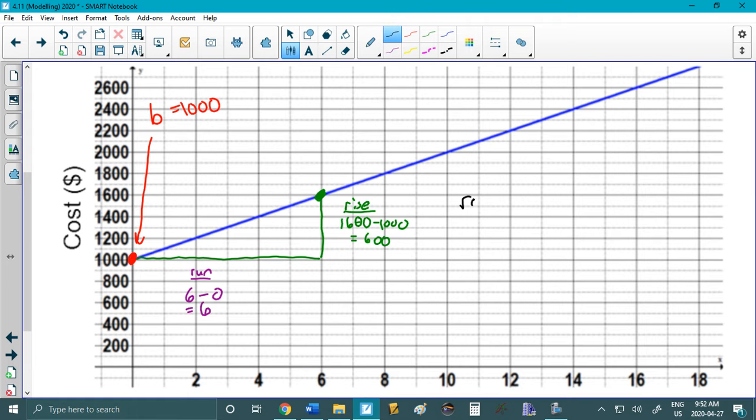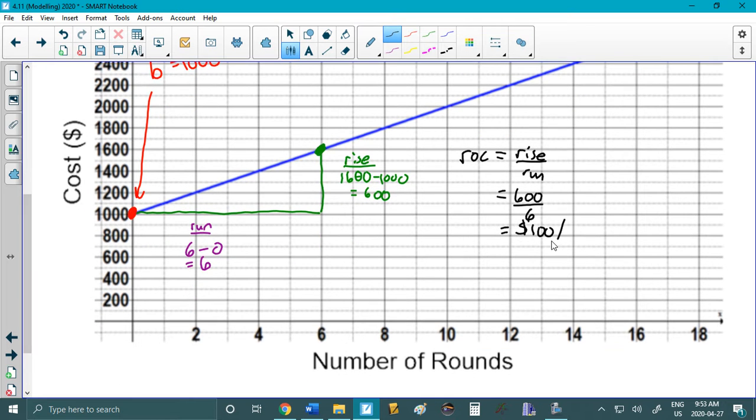And so the rate of change, or the slope, is always the rise over the run. I've written this so many times. I just want you to remember it. That's why I keep writing it. So 600 divided by 6, if I plug in the rise and the run, and that's going to be $100 per round, I guess. Number of rounds, it says at the bottom.